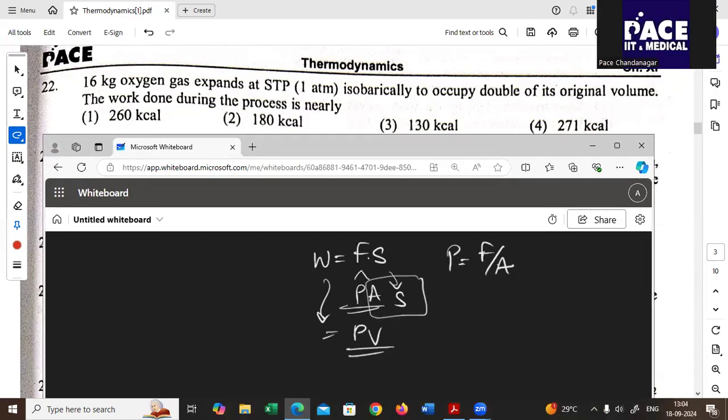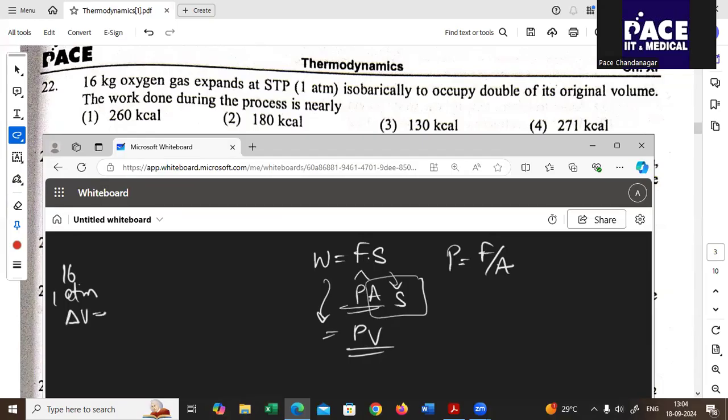Yes. So now where are we? 16 kilograms of oxygen expands. So it says 16 kilograms of oxygen expands at STP, at 1 atm, isobarically to occupy double of its original volume.